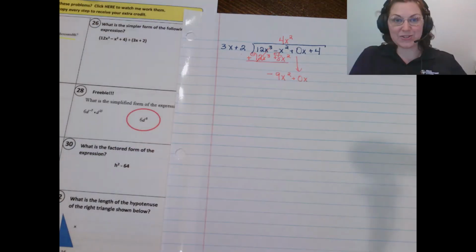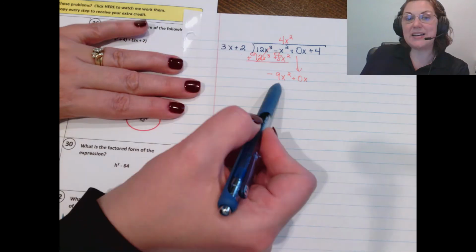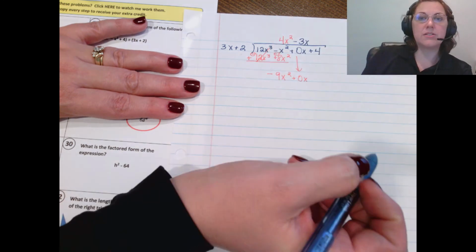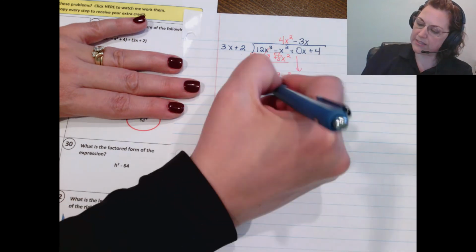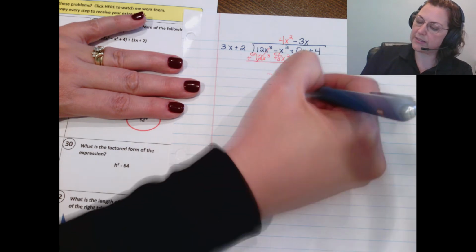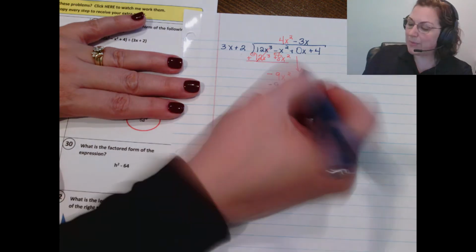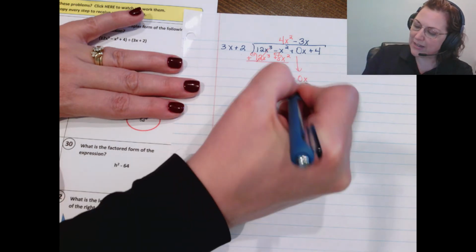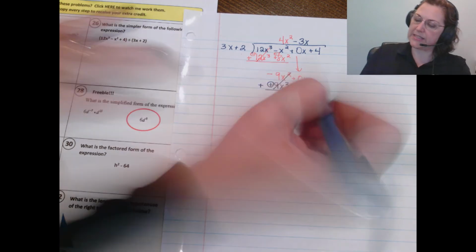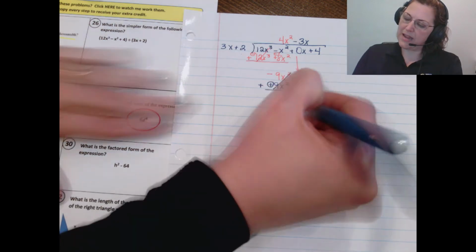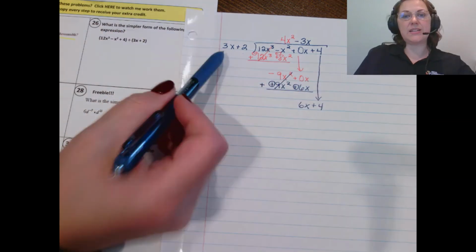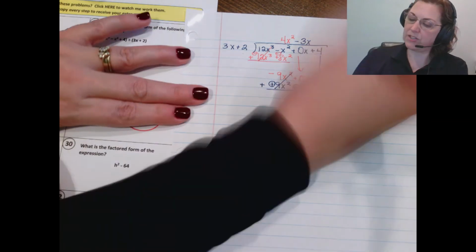All right, now ask yourself again, what times 3x would give me negative 9x squared? That would be negative 3x. So let's multiply. Negative 3x times 3x is negative 9x squared. Negative 3x times 2 is negative 6x. Remember, normally we would subtract, but in algebra, it's easier to add and change signs. So again, these cancel, giving me 6x. And one more bring down. So now we say, okay, what times 3x would give me 6x? That's 2.